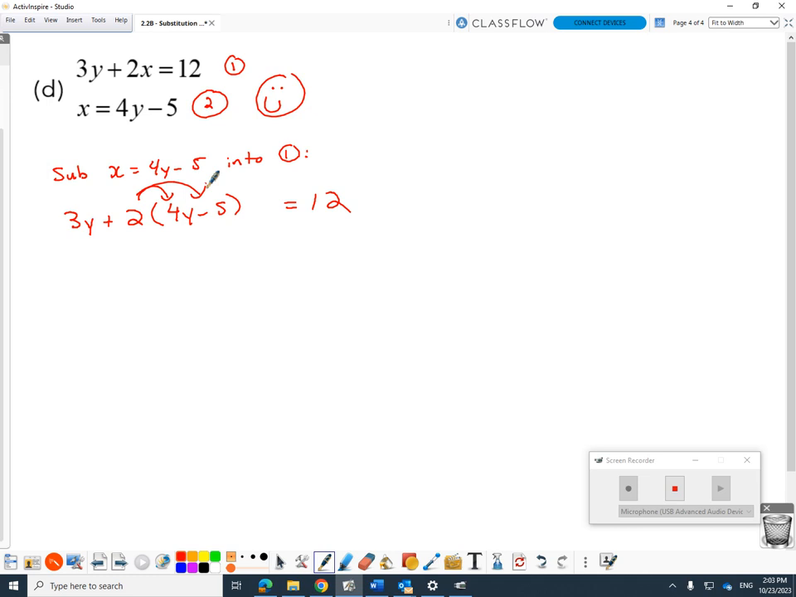So what's 2 times 4? 8. And 2 times negative 5? Negative 10. We write subtract 10. Those two things are mostly interchangeable. Negative 10 can be thought of as subtract 10.